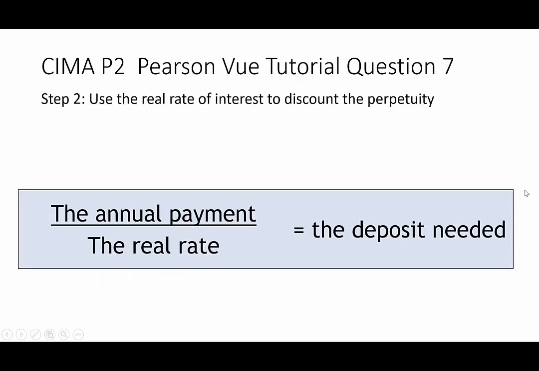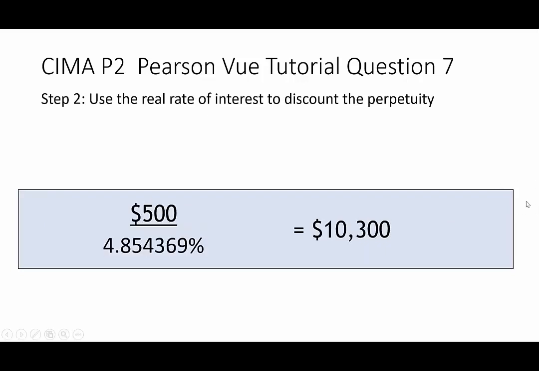But this percentage rate, the real rate, is what we will divide the annual payment by, and this will tell us the deposit needed. And doing it this way, we're able to recognise that the present value of £500 is obviously going to be a different cash amount. It's going to be 3% more on a cumulative basis each year. So the deposit needed will be $10,300.